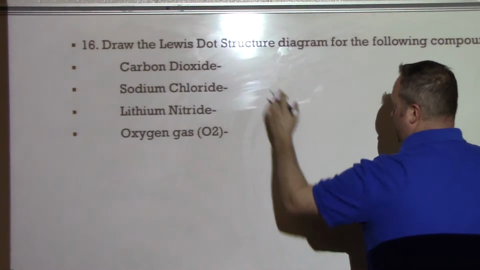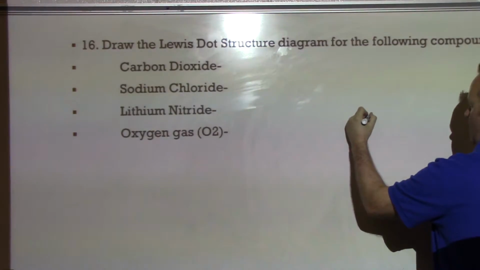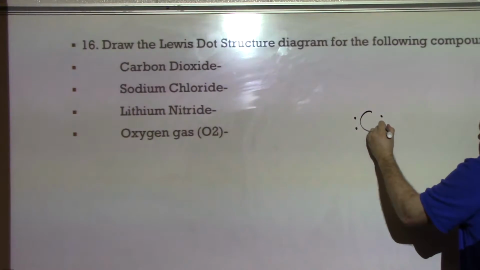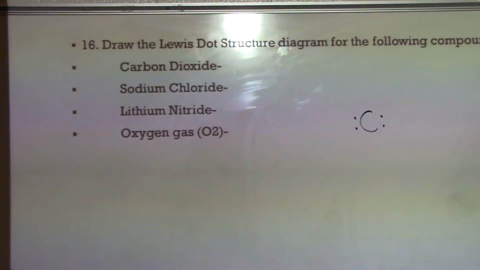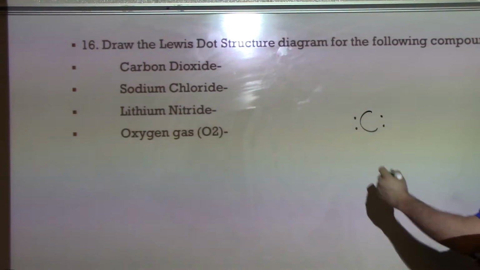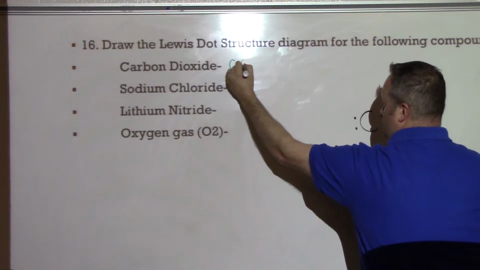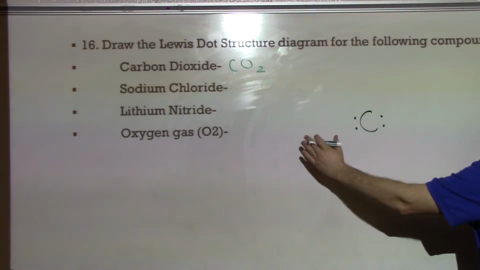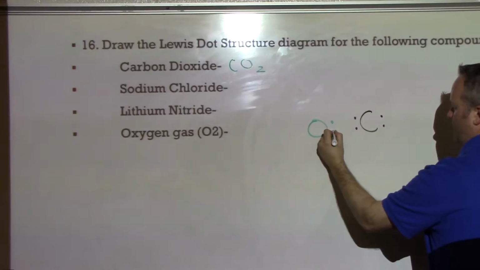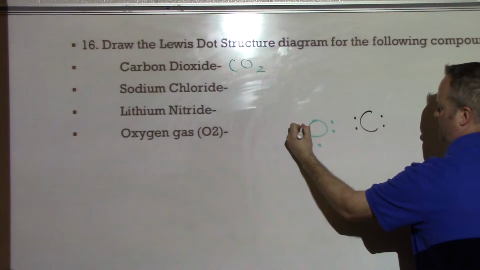So for carbon dioxide, we have carbon, which has 4 valence electrons. Remember, the carbon is in group 14, and therefore it has 4 valence electrons. Oxygen is in group, first of all, carbon dioxide is CO2. Oxygen is in group 16, and it has 6. So I'm going to go ahead and draw my oxygen right here with 6 valence electrons.